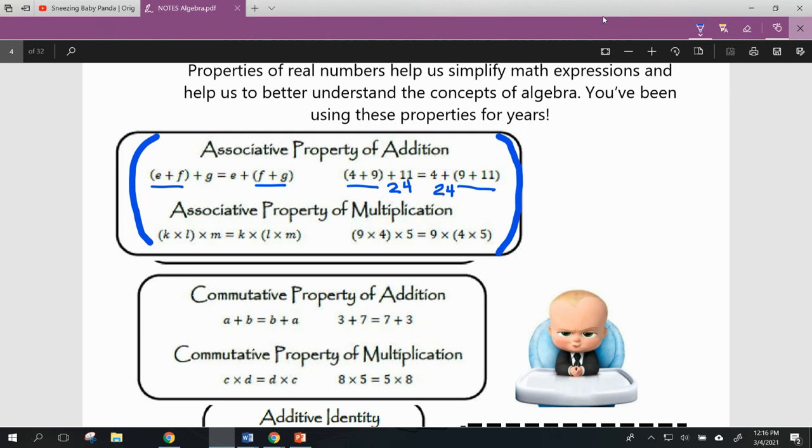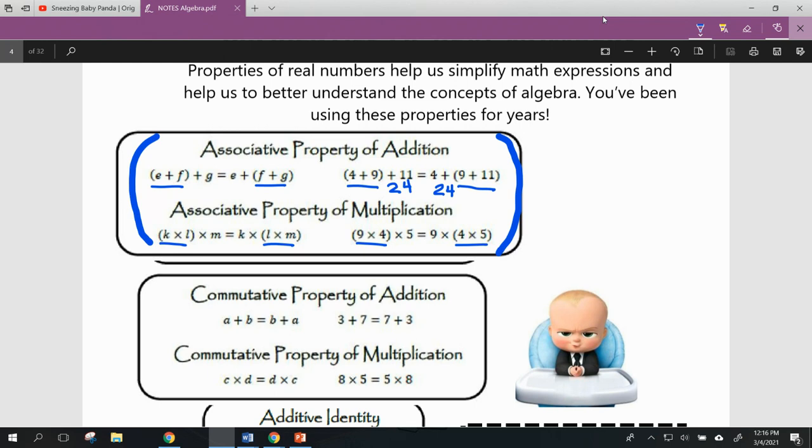Same thing happens down here with the associative property of multiplication. Again, it has to have parentheses to be considered the associative property, and it only works if my entire problem is all multiplication. Again, saying that I can move my parentheses and my answer is still going to be the same. And again, the purpose of it is to make our problem a little easier to solve.